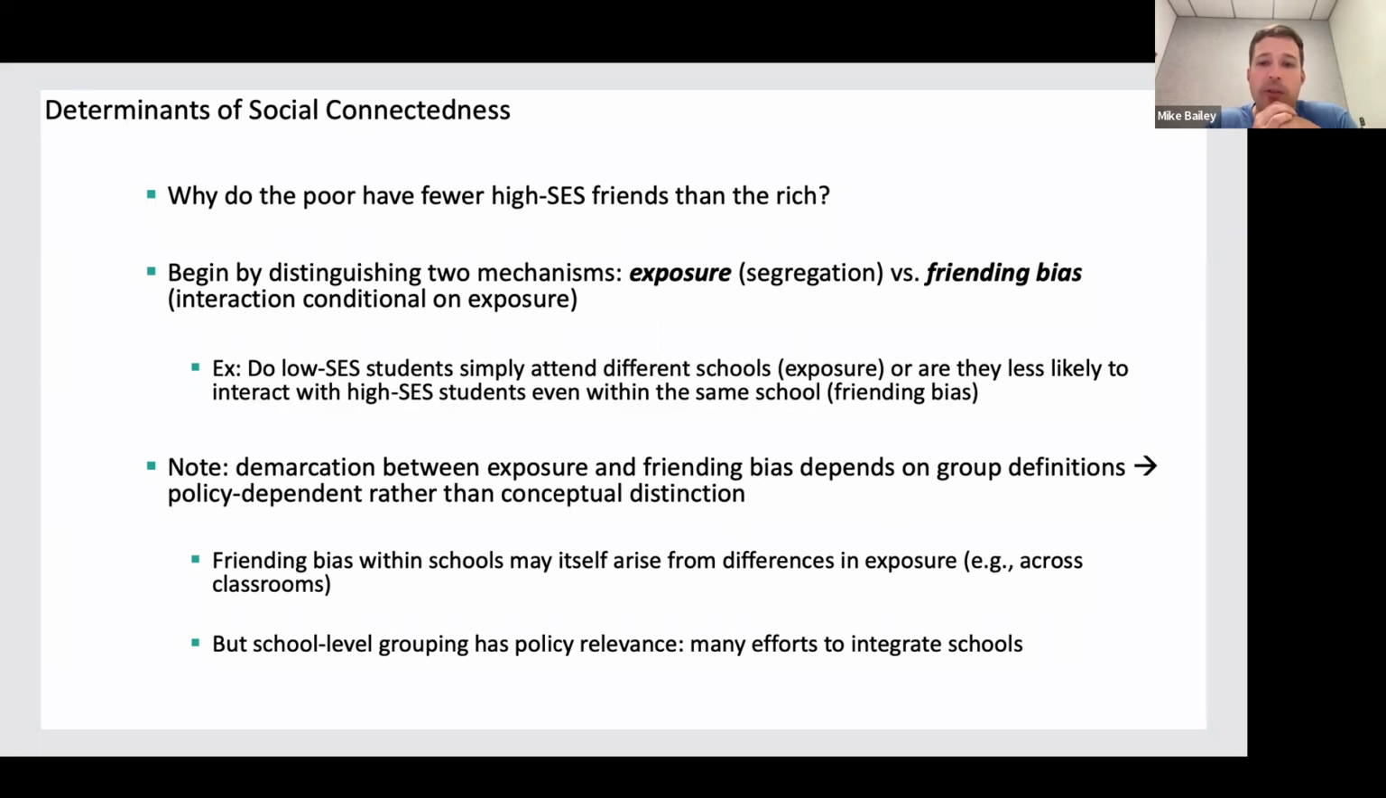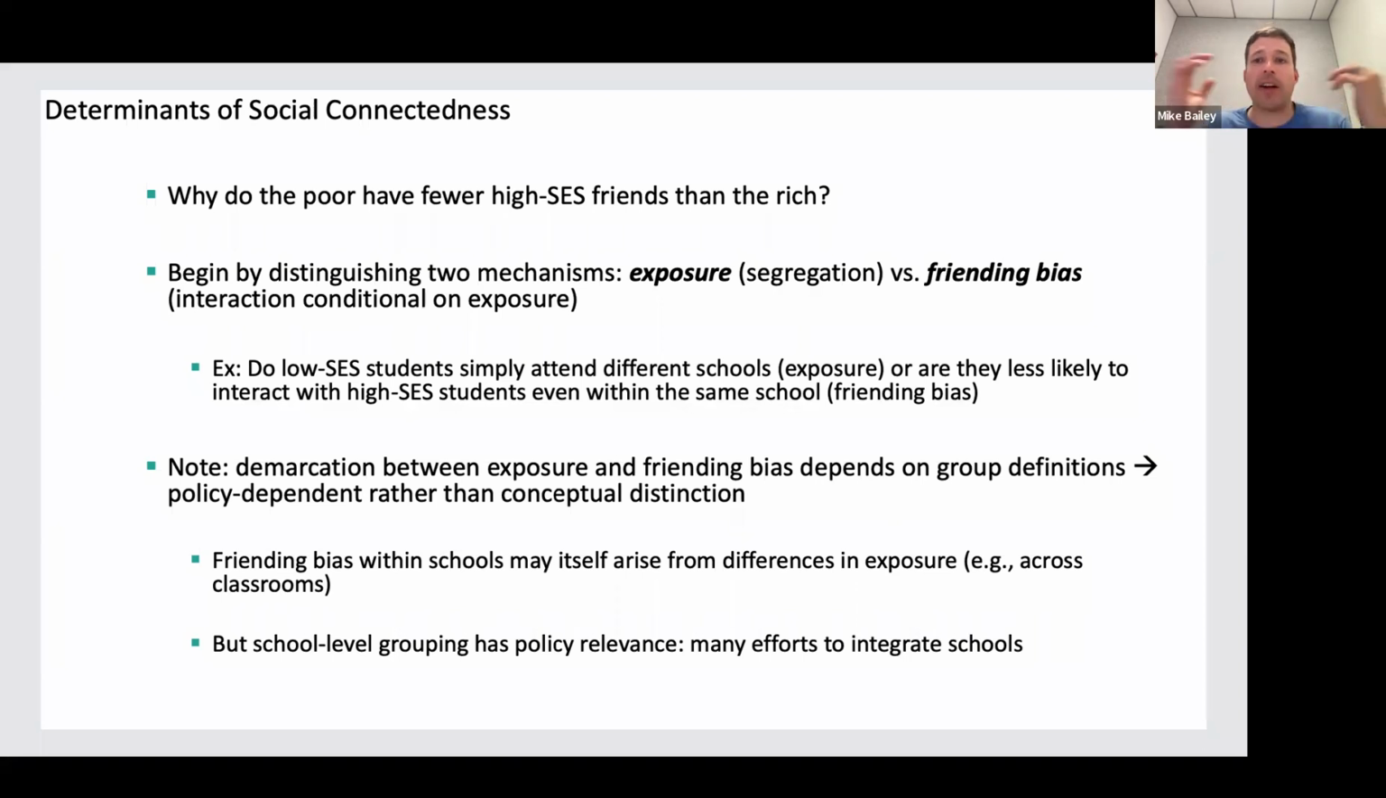Another mechanism could be exposure: I go to spaces where there are a lot of high income people. Maybe my school, my neighborhood, and my church all have a lot of high income people, whereas if you're low SES, your school, neighborhood, and church are all low SES.